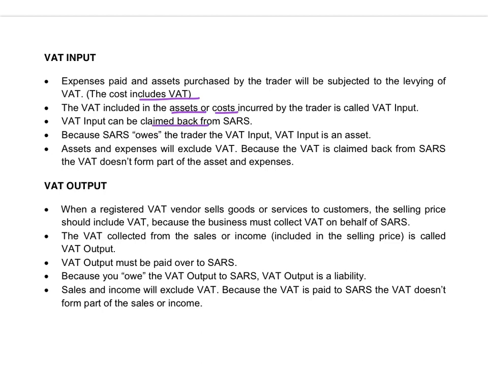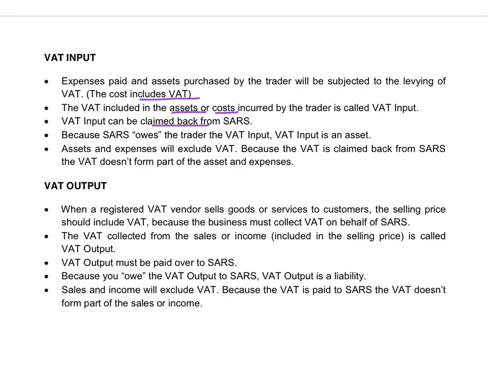So it means that when we pay expenses, for instance water, electricity, telephone, rent, we have to pay VAT on that expense, but we can claim the VAT back from SARS. Therefore, it will not form part of the expense. We will take it to the VAT input account and create an asset to show that we can claim this money back from SARS, so there will be an inflow of money into the business.